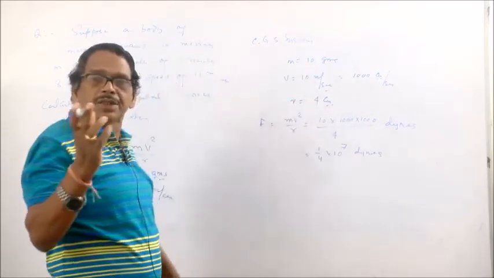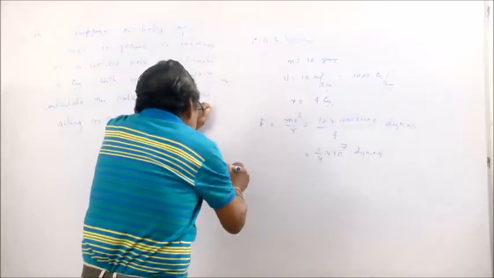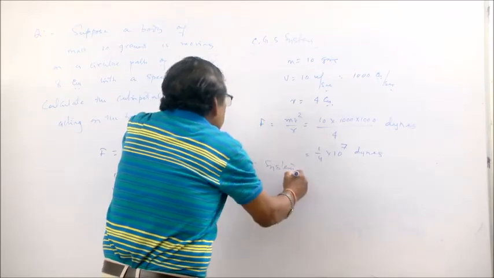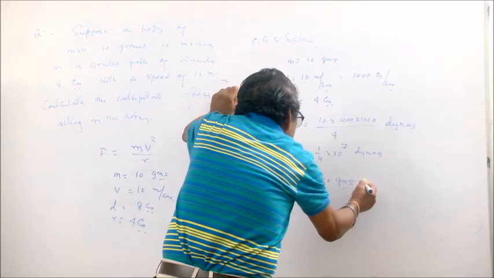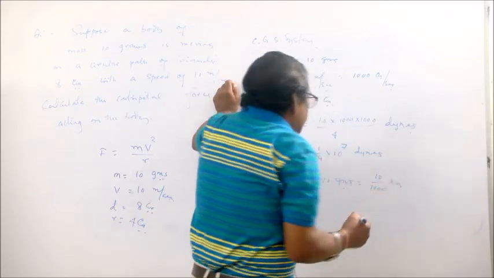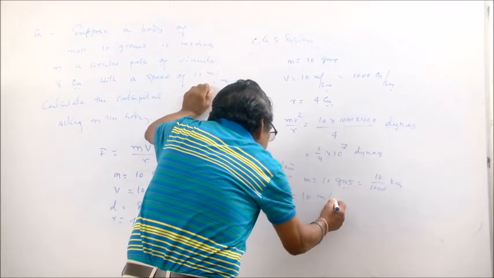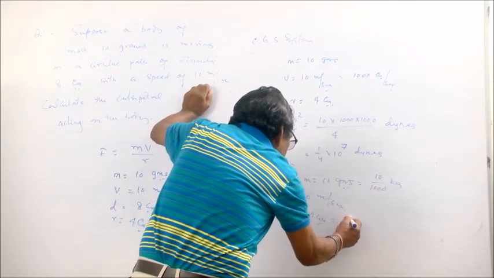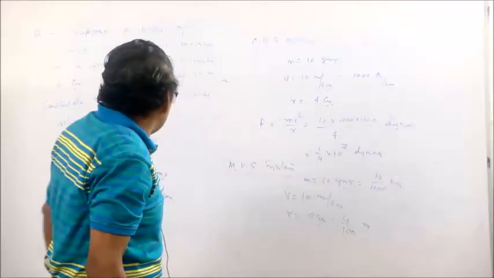The same problem can be done in the MKS system also, but in the examination you do not do both systems; it is left to you. If somebody solves in the MKS system, what is to be done? m is 10 grams, that is 10 by 1000 kg. Velocity is 10 meters per second. Radius 4 centimeter is equal to 4 by 100 meter. Now you can put the values here.